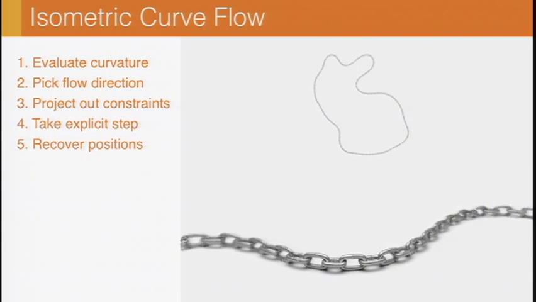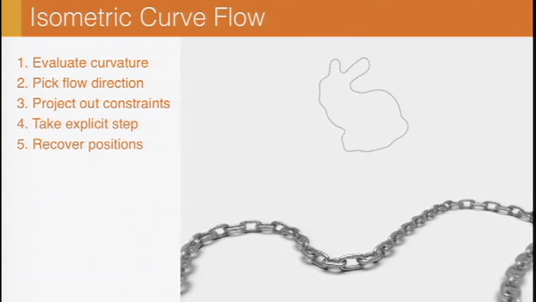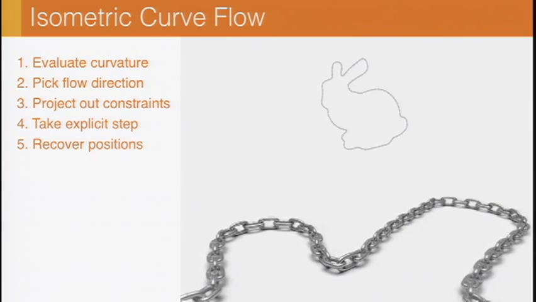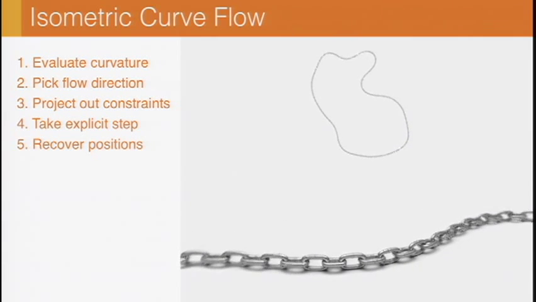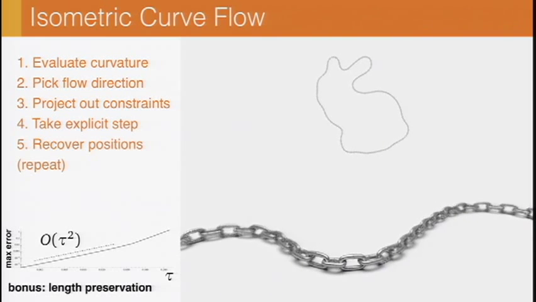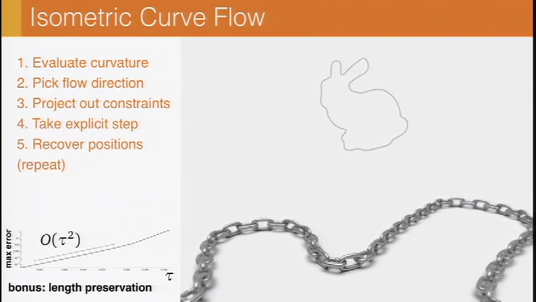the angles. And what you can see on the right here, I'm visualizing the edges in this curve as chain links to emphasize the fact that length is locally preserved quite well. In fact, we can check that as our time step goes to 0, the maximum length distortion goes to 0 quadratically.